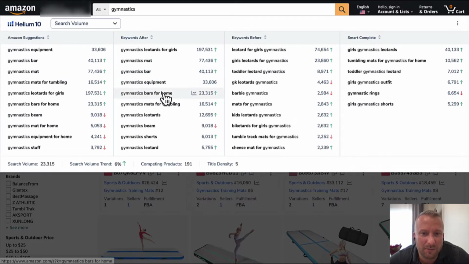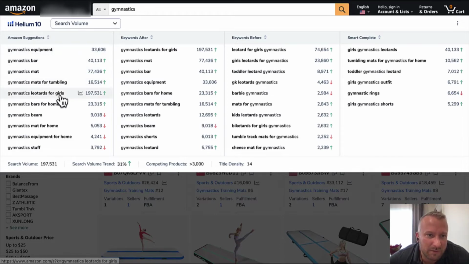Demand for this particular product is 23,000 searches, and supply is only 191 competing products. This is a good keyword, guys, right? Let's see gymnastic mat: just 500 competing products but 77,000 searches, right?